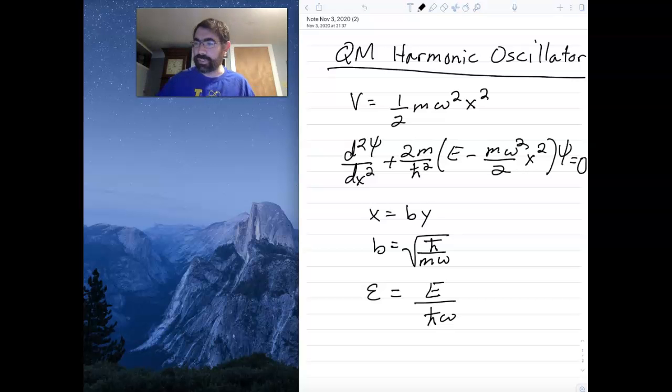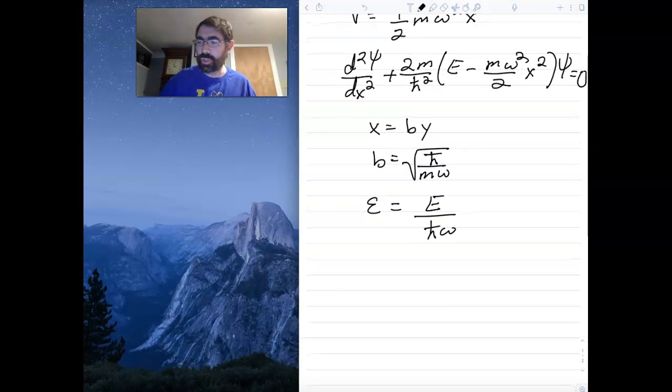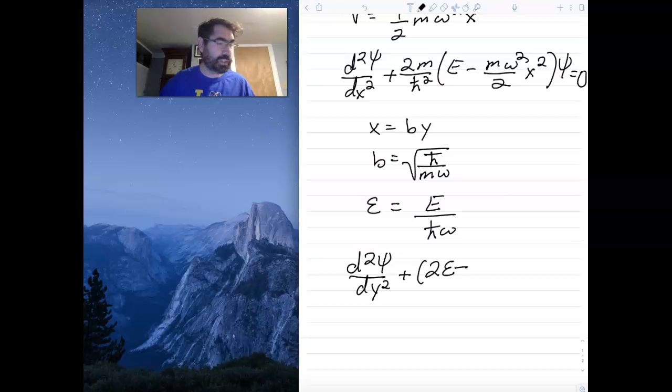Okay, and what that gave us now is a new, much simpler looking equation: the second derivative plus 2 times the reduced energy minus y squared, times the wave function, is equal to 0. Much cleaner. We combined all the constants, got rid of all that stuff, and now we have this nice clean equation.